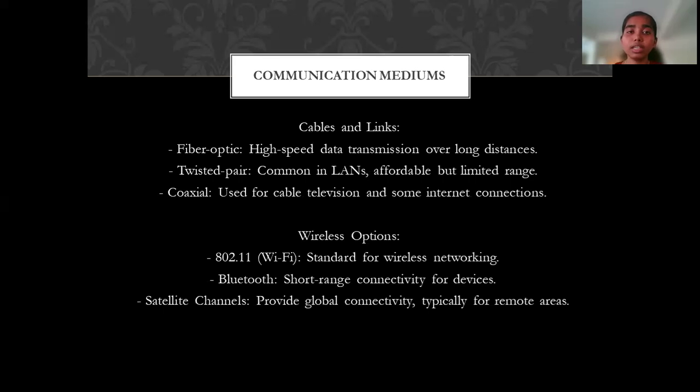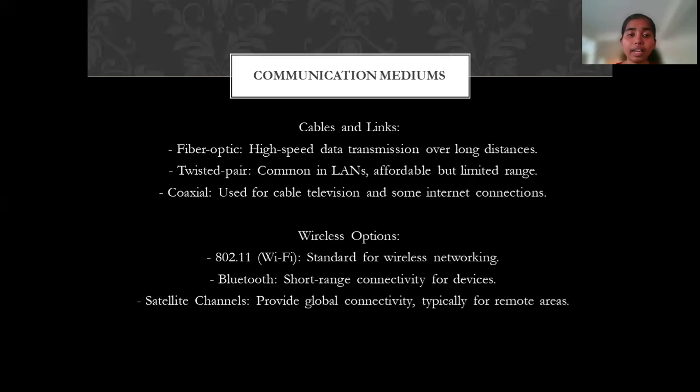Now, next, let us see the communication mediums. The communication mediums used in computer networks are cables and links, and the next option is wireless. Cables and links consist of three main types: fiber optic, twisted pair, and coaxial. Fiber optic provides high-speed data transmission over long distances. Twisted pair is commonly used in local area networks. It is affordable but has a limited range. Coaxial is used for cable television and some internet connections.